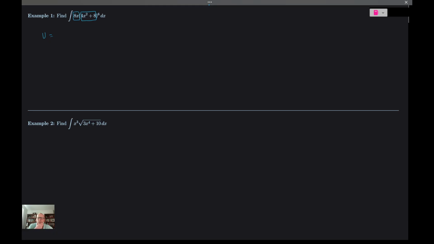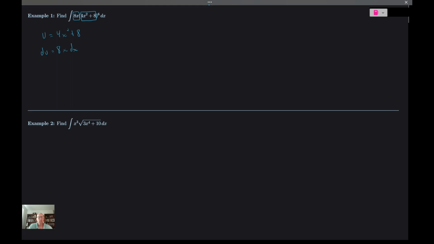So the way you decide what u is: of these two, we have 8x and we have 4x squared plus 8, which one would be the derivative of the other? 4x squared plus 8 is not the derivative; 8x is the derivative. So if we let u equal 4x squared plus 8, we can let du equal the derivative of u, which is 8x dx.